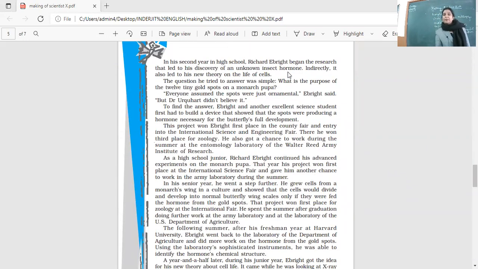Okay. Pupa, which stage is that? Is it before the butterfly? So that pupa also has those spots on it. What is the purpose of that? Why is it such a decorative pupa?